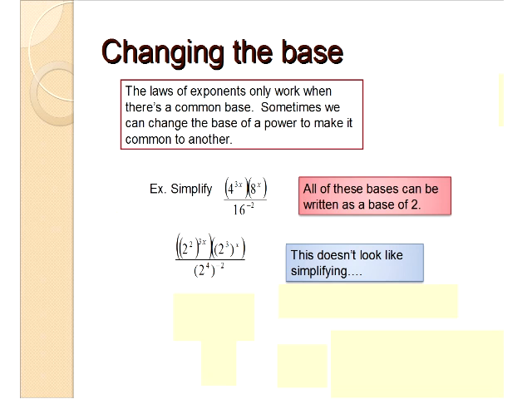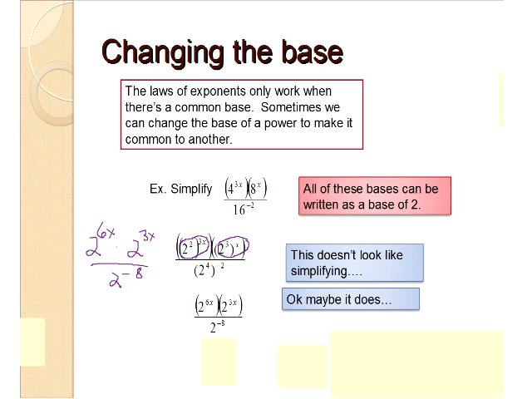That doesn't look like simplifying, but what I notice here is I have a bunch of powers of powers. So I'm going to keep the base and multiply those exponents. 2 times 3x is 6x. This one here, I'm going to keep the base and multiply those exponents. Keep the base, multiply those exponents. Same thing on the denominator, keep the base, multiply those exponents. Okay, so now you can see that, yeah, it does kind of look like we're simplifying this.